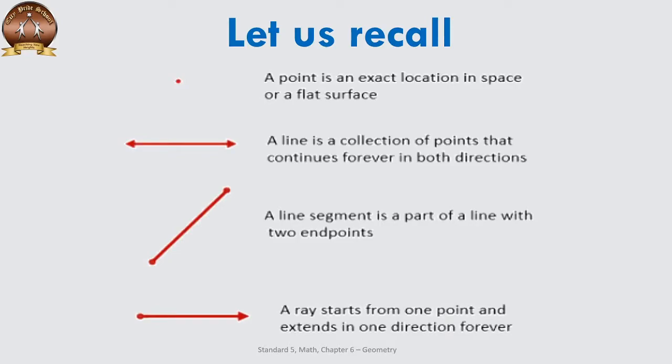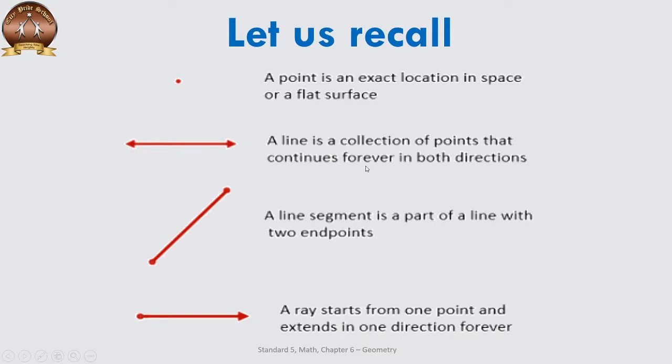For making angles, we need to recall a few points which are here in front of you. The first part is point. A point is an exact location in space or on a flat surface. Then comes a line. A line has two arrows. A line is a collection of points that continues forever in both directions. These arrows represent that it is extendable in these directions.